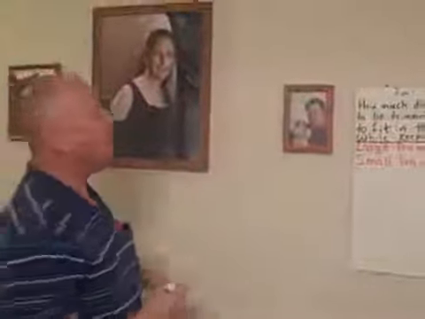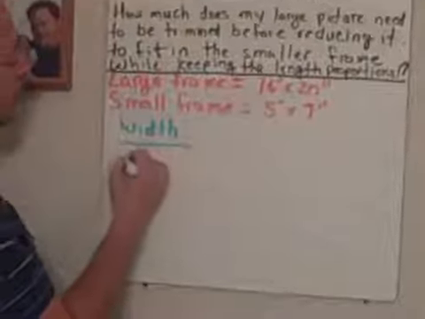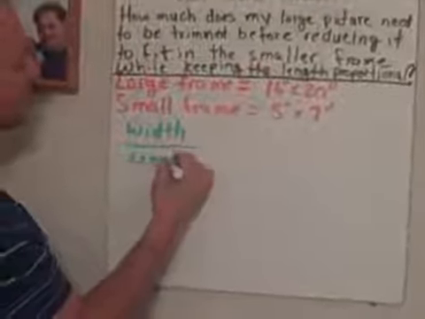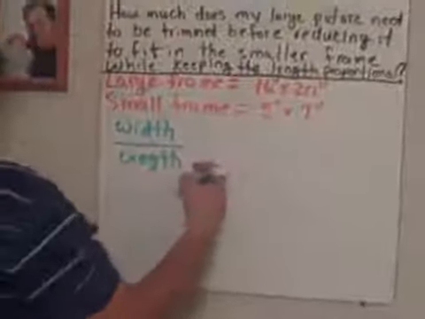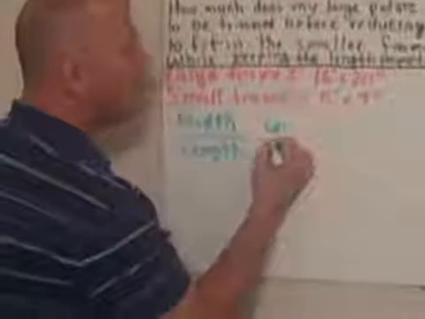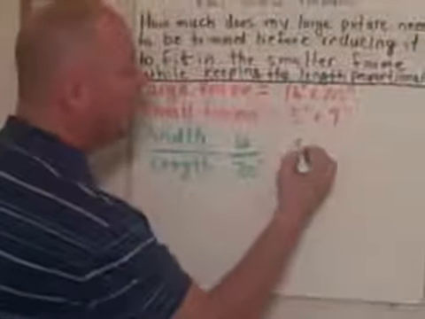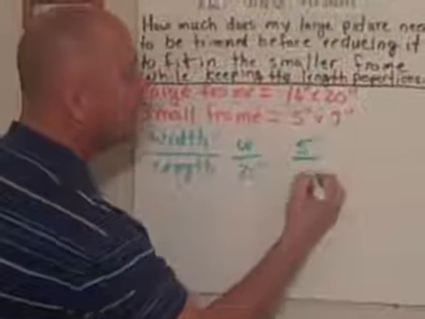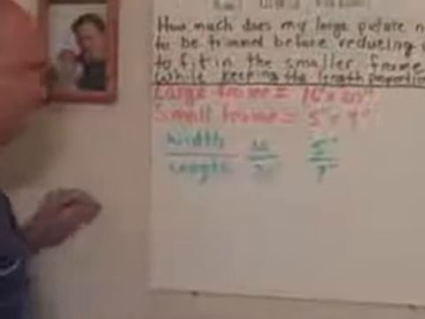I'm going to start off with identifying my ratio. We're going to look at the width over the length. That's the ratio we're looking at. We're keeping the length the same, so in our large picture, our unknown value is going to be the width. Our known value is the length, which is 20 inches. In our second frame, we know the width is going to be 5 inches to our length of 7 inches.